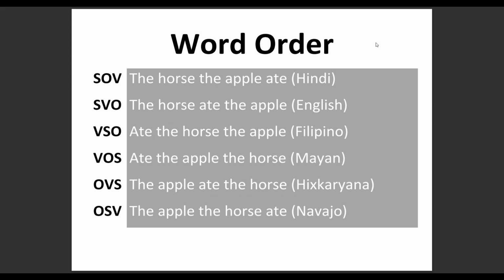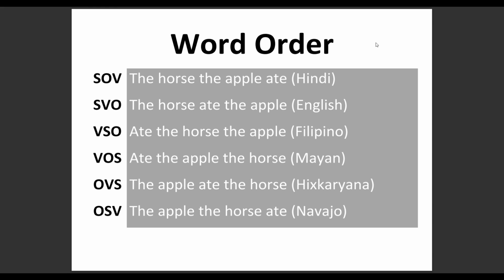Now that I've explained the verb, I have to explain word order or syntax. Syntax is the arrangement of words in a specific order. So you have SOV. S stands for subject, O stands for object, and the V stands for verb. So this is how each of the elements can be arranged within a sentence. And so you have 6 different options.